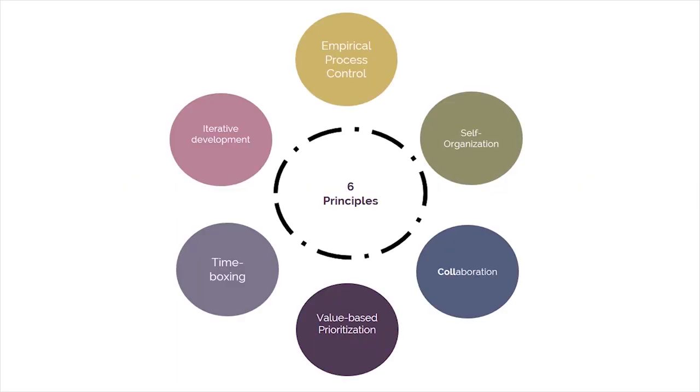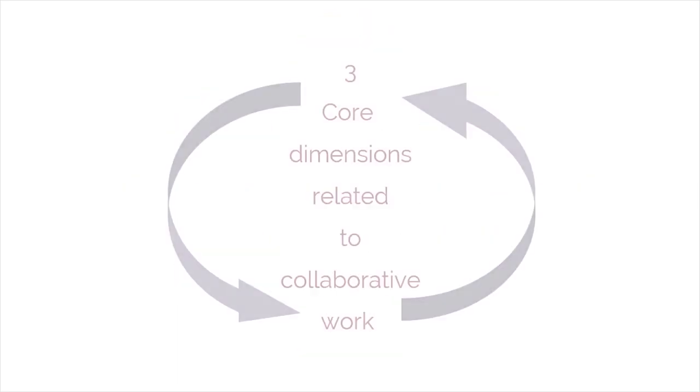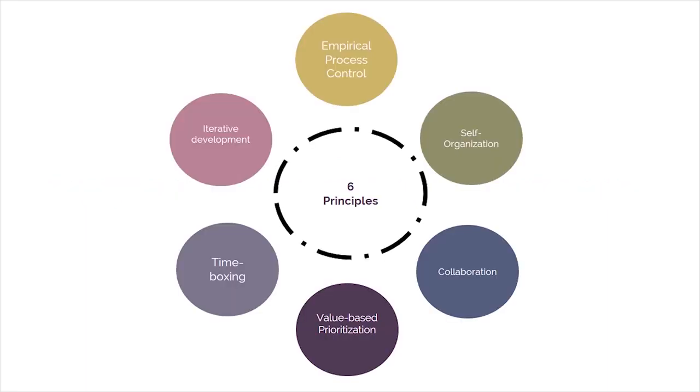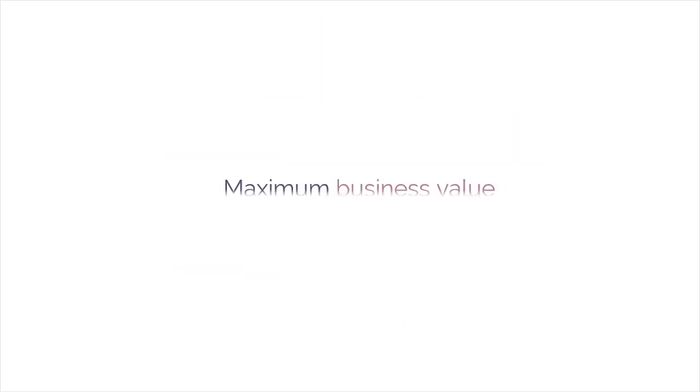The third principle, collaboration, focuses on the 3 core dimensions related to collaborative work. That is, awareness, articulation, and appropriation. It also advocates project management as a shared value creation process, with teams working and interacting together to deliver the greatest value. The fourth principle is value-based prioritization. This principle highlights the focus of Scrum to deliver maximum business value, beginning early in the project and continuing throughout.